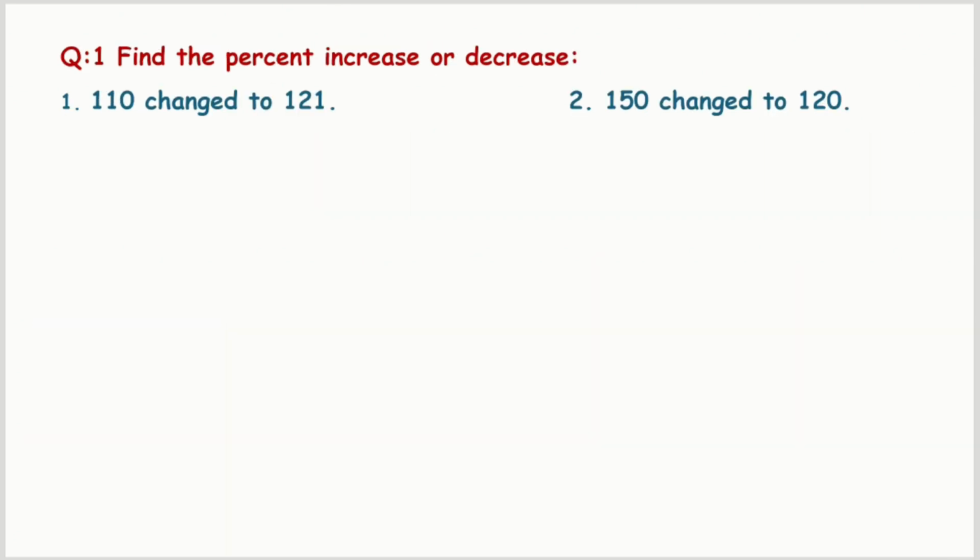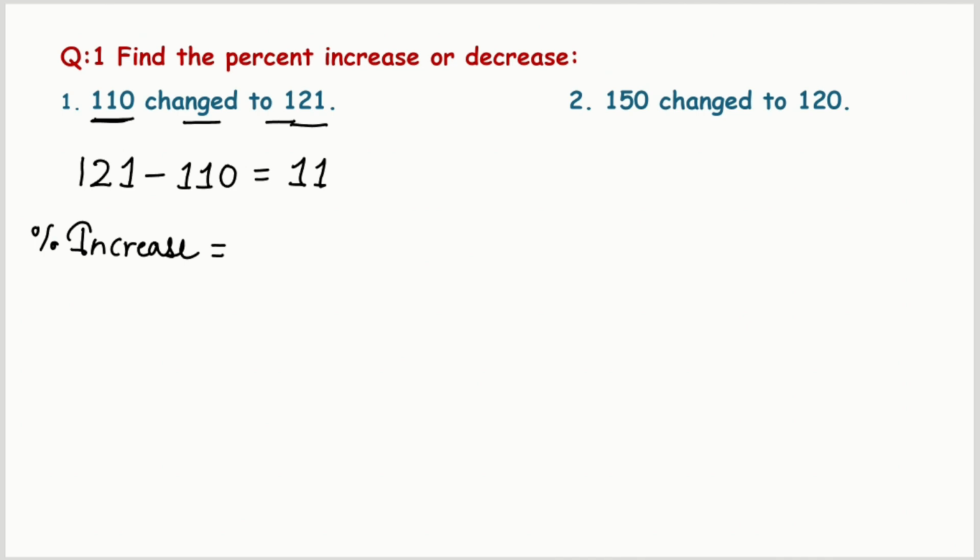So here I have taken very first problem. Find the percent increase or decrease. So here we are given with the 110, which is changed to 121. So what is the difference between these two values? So 121 minus 110, which will give us 11. Now the first value is 110 and the next value is 121. So there is a increase in the second value. So we call it percent increase.